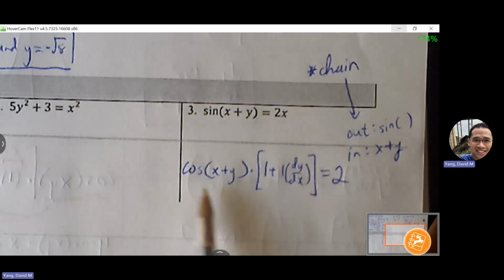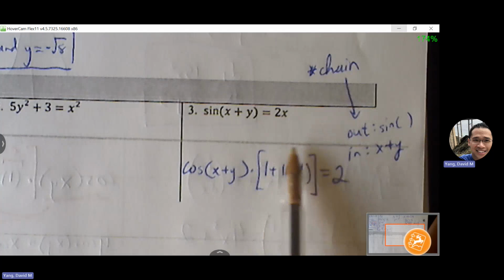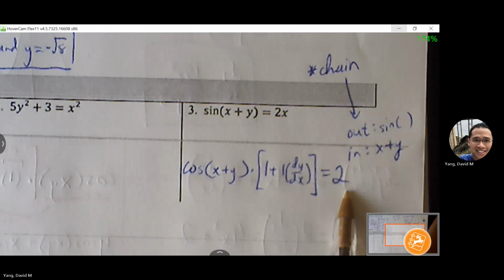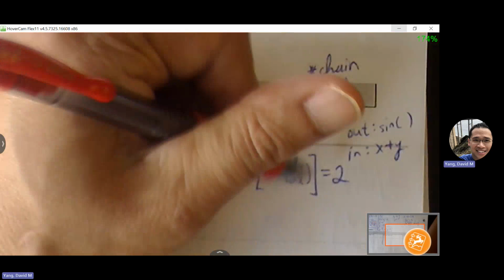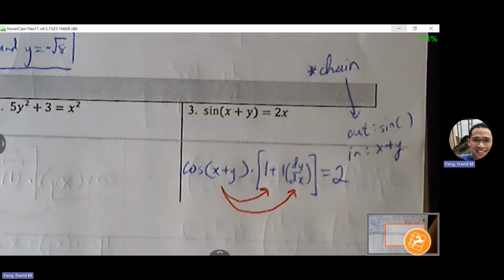Sine's derivative is cosine. We leave the original parentheses intact. And then we have a separate space to handle the inside portion's derivative. x becomes 1, y becomes 1 dy/dx. Next step, you want to get that dy/dx by itself, but it's kind of stuck inside this. So you can just distribute that cosine of x plus y through, rearrange, and then eventually get that dy/dx by itself.